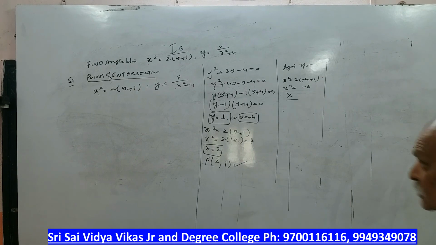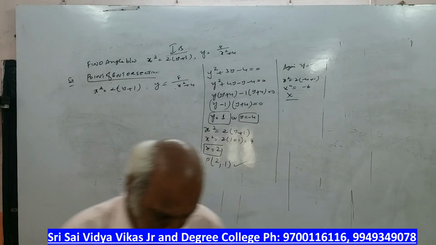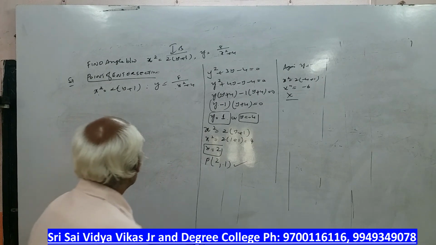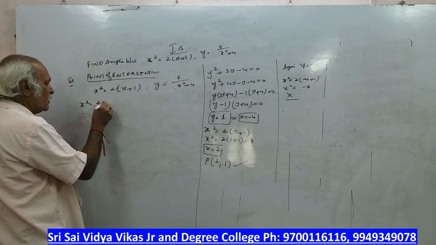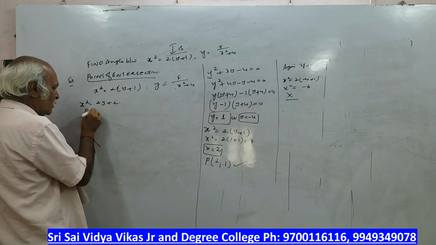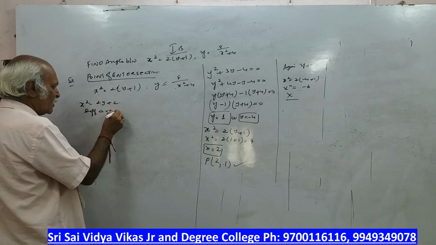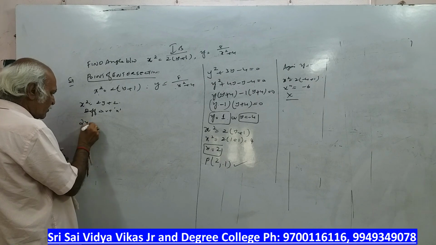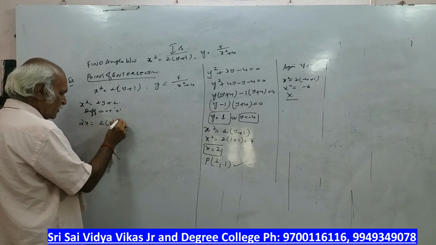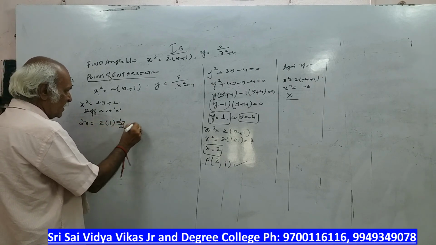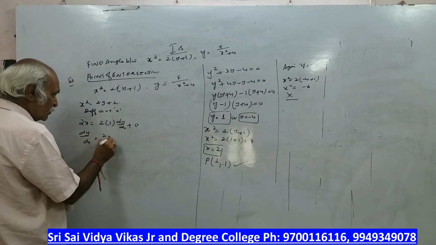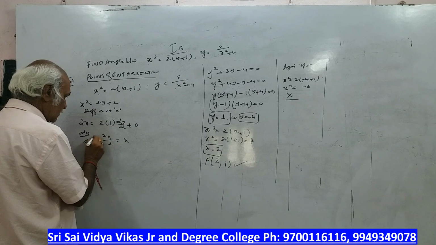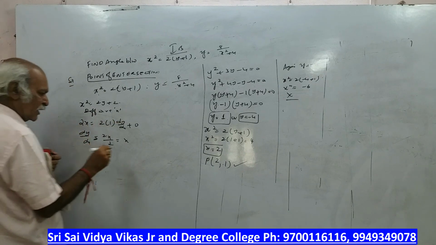We have to find m1 and m2. Now look here. x square is equal to 2y plus 2. Differentiate with respect to x. So x square derivative is 2x, 2 into y derivative is 1 into dy by dx, plus 0. Therefore, dy by dx is equal to 2x by 2, which is x. Because the 2s will get cancelled.